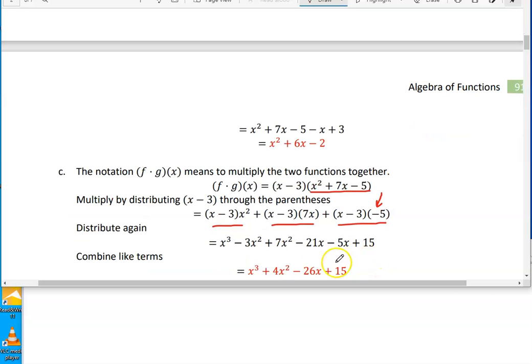And so let's see how they do it. There's my x cubed minus 3x squared, 7x squared minus 21x, minus 5x plus 15. Let's see, we combine. How many x cubed do we have around? Well, we still only have one x cubed hanging around. We have a minus 3x squared plus 7x squared. That becomes a plus 4x squared, right? Go down 3, go back up 7. You get positive 4. Minus 21 minus another 5 makes that become 26x. And there's only one constant hanging around.